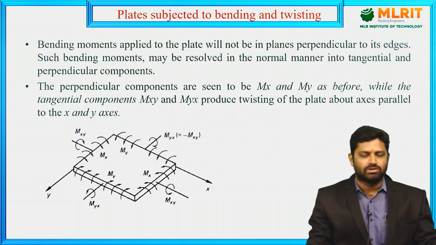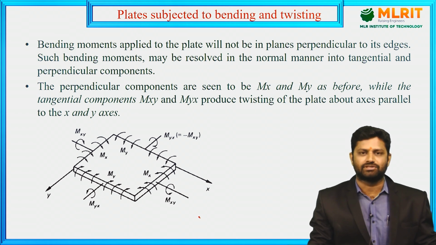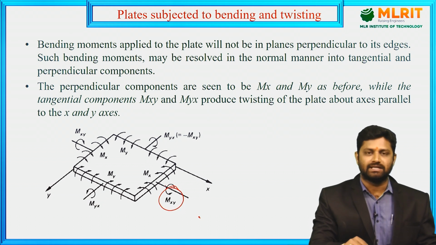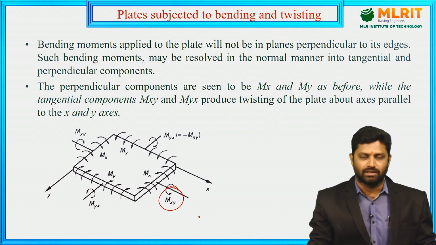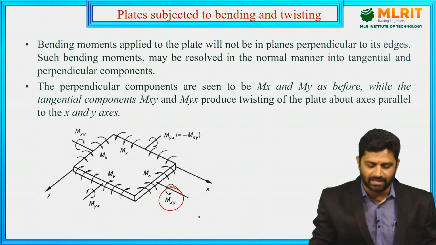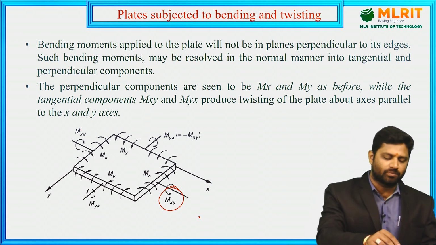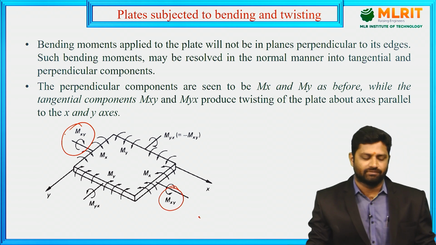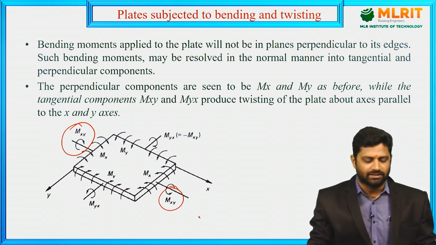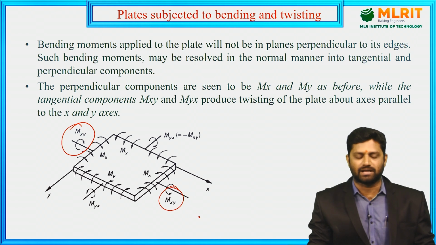Now, let's consider a thin plate which is shown here, and you can see clearly that there are moments, which we call twisting moments, acting on all four edges. Here mxy is the twisting moment applied in a plane parallel to the x-axis, and on the opposite edge there is another mxy acting parallel to it. These two mxy are the twisting moments applied parallel to the x-axis.